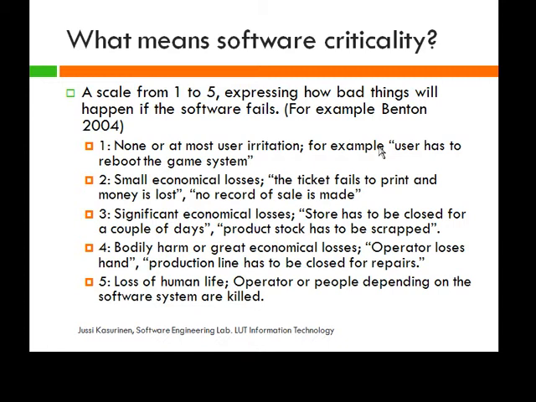That's actually a really important level, it starts to mean something at that point. On level 4, it means that there's bodily harm to the user or people who depend on the software, or great economical losses, meaning that the operator loses a hand. The people who are riding the system may get injured, and the production line has to be closed, that type of thing. You have to make physical repairs at, let's say, a factory, because this system has broken the production line.